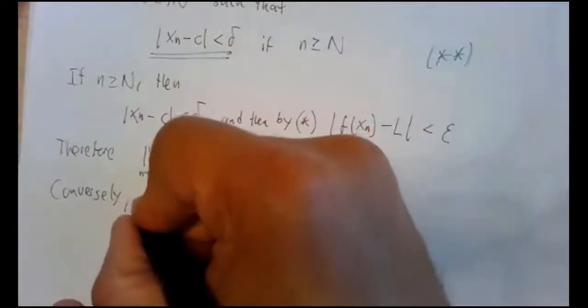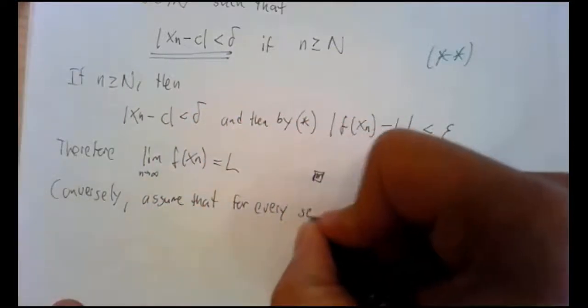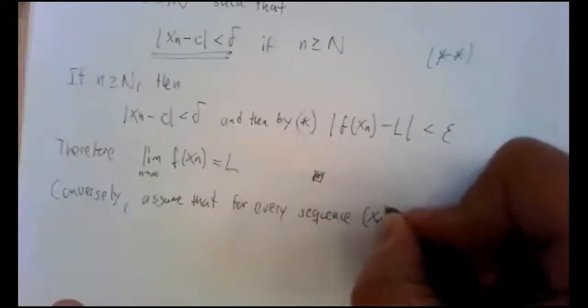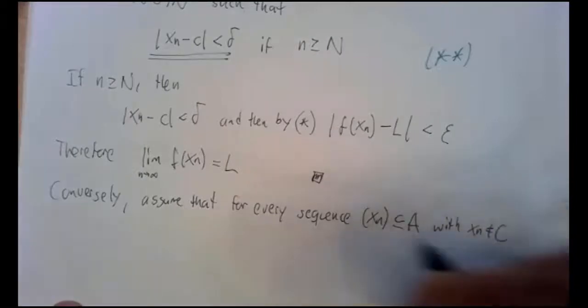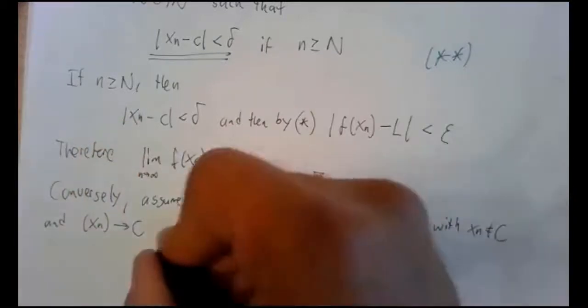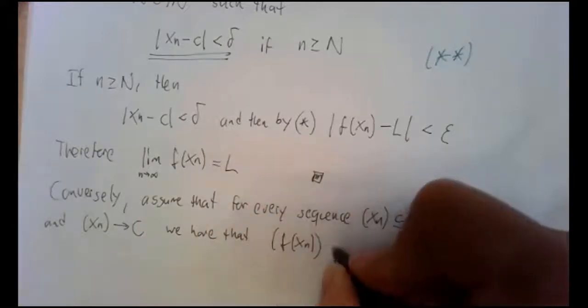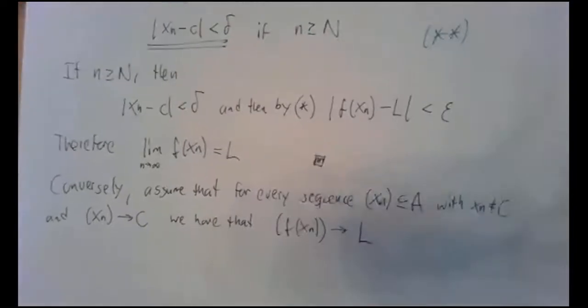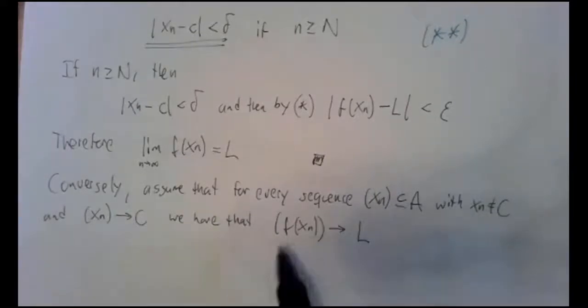Now we're going to assume that for every sequence xn with xn not equal to c and xn approaching c, we have that f of xn approaches L. So let's suppose that happens, that for every sequence that approaches c, the function takes it to L. And we need to show that the limit is L, right?